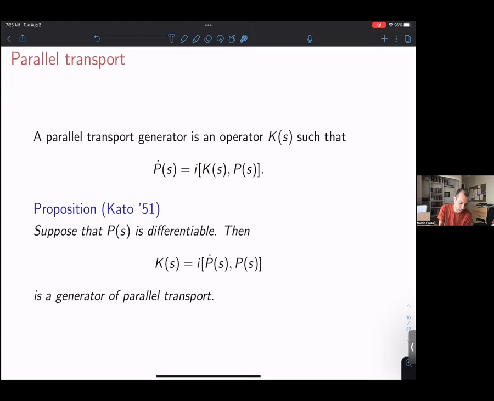And the result of Tosio Kato from the 50s is that if you have some smoothness, so if P of s is differentiable, then there exists one such K of s that is given by i times the commutator of P dot of s with P, and this is a generator of parallel transport. So anytime you have some smoothness for this family of projections, there exists such a generator of parallel transport, and you can write a very direct formula for it. Now if you compute the norm of K of s, that's immediately bounded by the norm of P dot and P, with maybe a factor two there.